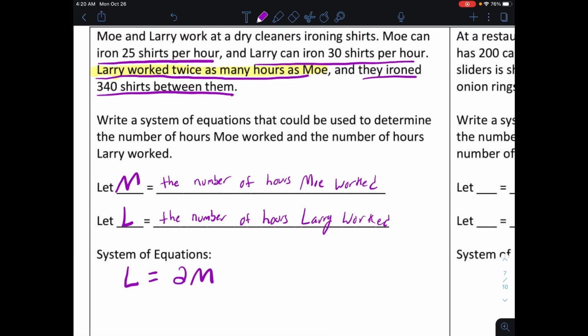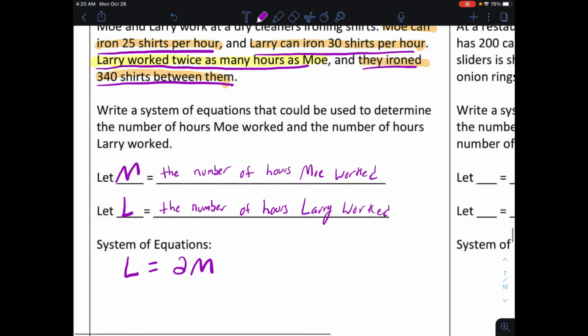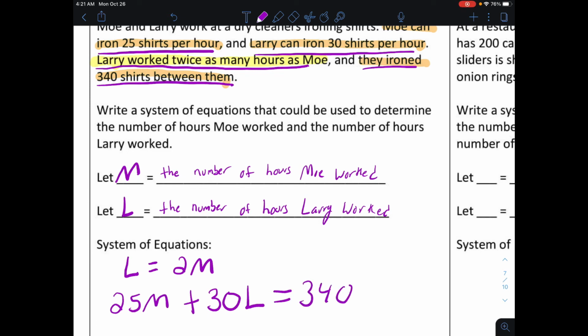The second equation, let me change colors on my highlighter, we'll go with orange, is this: Mo irons 25 shirts per hour that Mo works, and Larry irons 30 shirts per hour that Larry works, and together they iron 340 shirts. So we're going to put that as an equation: 25M for the 25 shirts per hour Mo worked, plus 30L for the 30 shirts per hour Larry worked, is equal to the 340 shirts they did total.